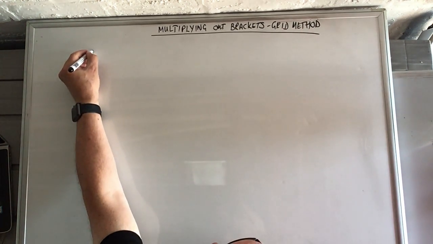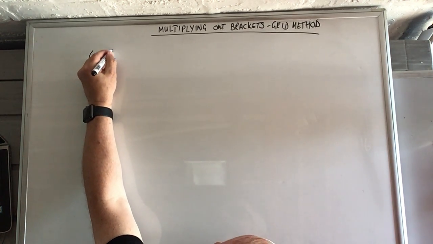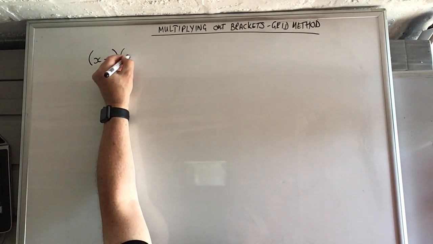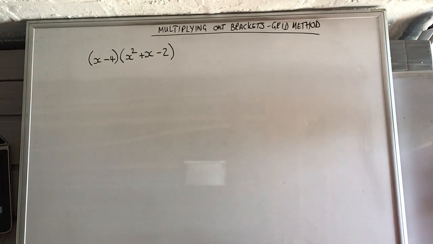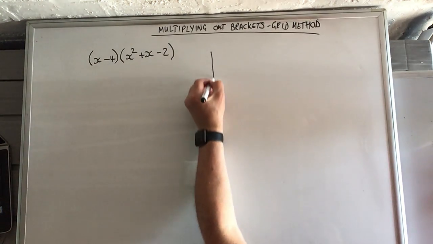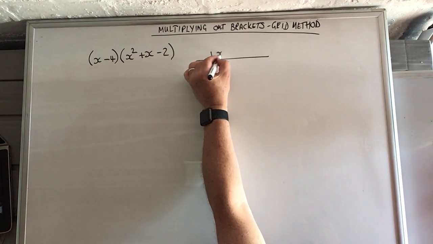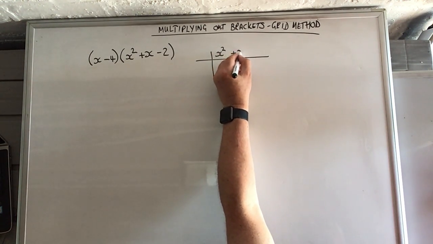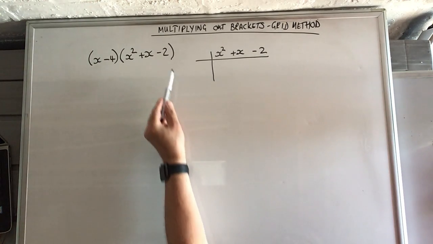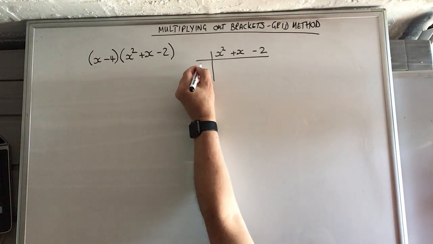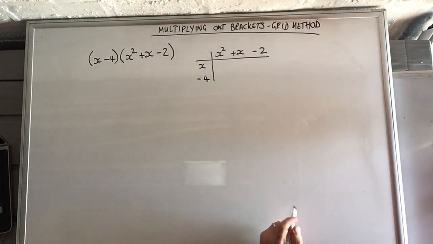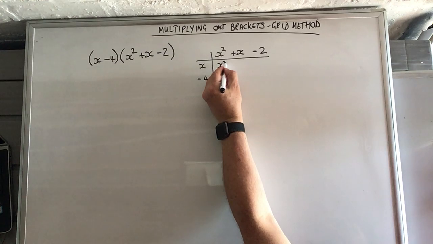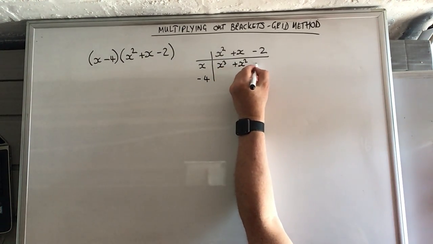So here's one. x minus 4, bracket, x squared plus x minus 2. So, grid. x squared plus x minus 2. Remember, the longer bracket goes along the top just to keep it nice and neat, and then you've got an x minus 4. Multiply it out: x cubed plus x squared minus 2x.